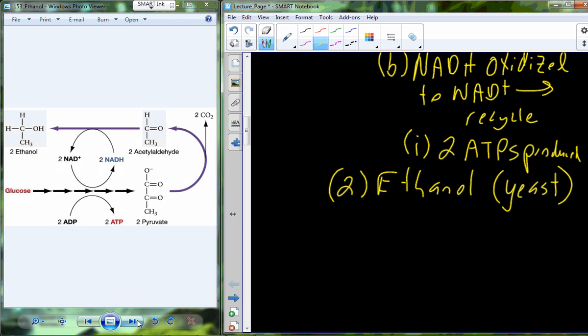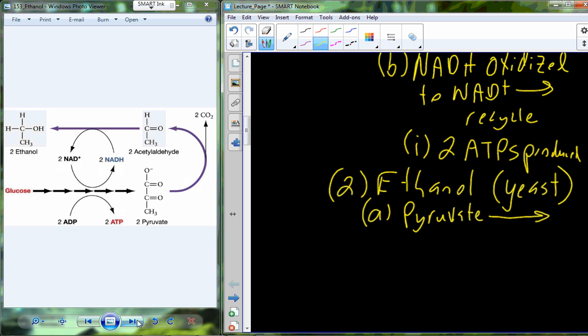So in ethanol fermentation, you have pyruvate that's being generated from the glucose. Same 10 steps, same 2 ATP net, 2 ATP from substrate level phosphorylation. You also are generating the NADH. You're reducing NAD plus to NADH. And if we can recycle that back by taking the pyruvate and converting it into something else, we can continue the substrate level phosphorylation of ATP. And so we are going to do this, but rather than just being one step, pyruvate directly to lactate, we're actually going to go through two steps.